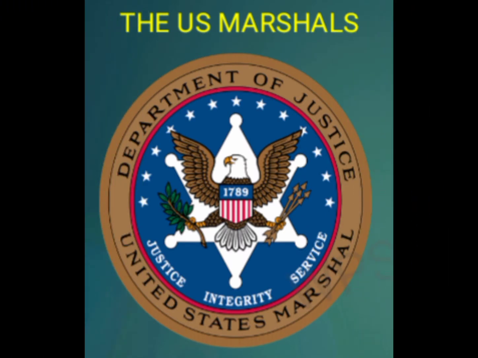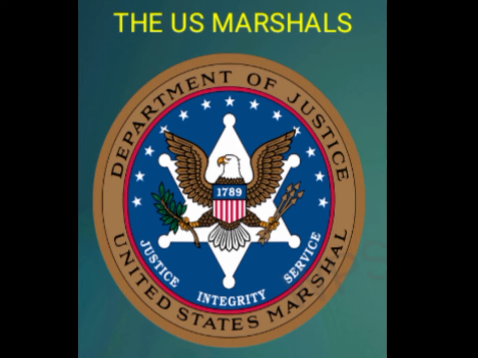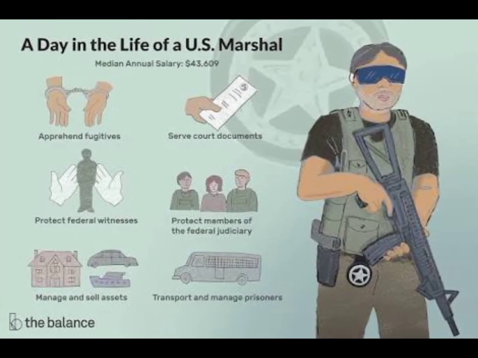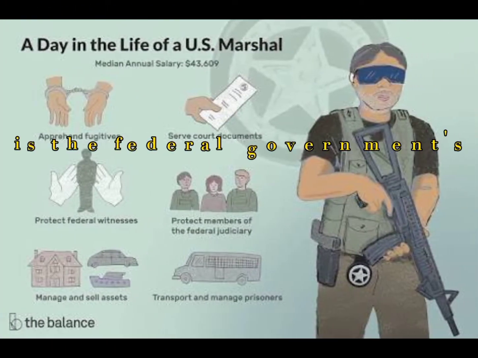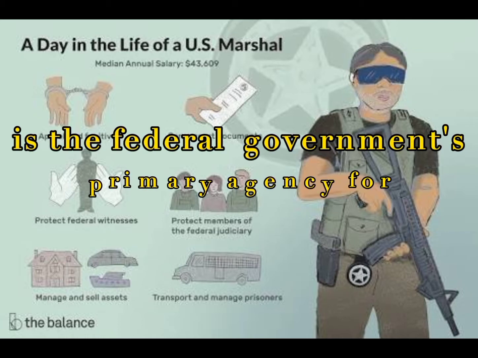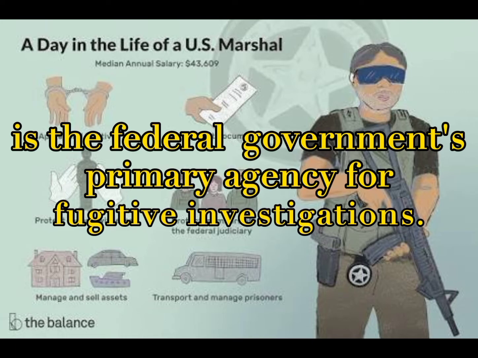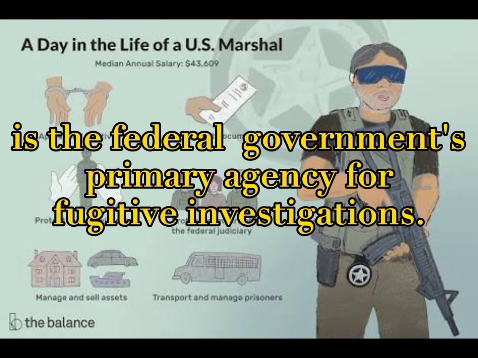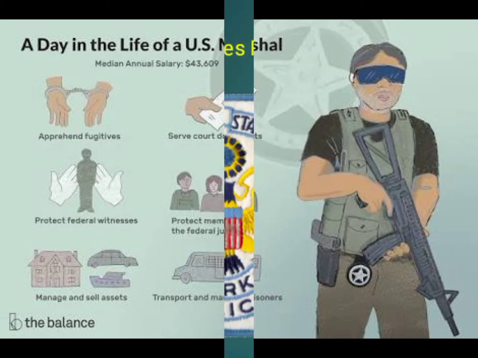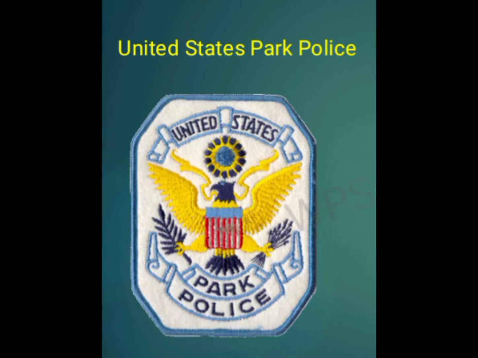And next, the U.S. Marshals. So, ito yung logo ng Marshals. So, ito namang U.S. Marshals is the federal government's primary agency for fugitive investigation. Ano ba ang fugitive? So, kapag sinabi natin fugitive, ito yung mga person who has escaped from a place or is hiding, especially to avoid arrest or prosecution. Ito yung mga nagtatago.